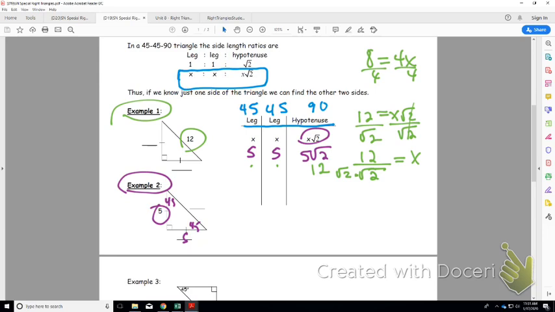If I multiply by that square root of 2 in the denominator, I have to do it in the numerator as well, so I don't change the problem. It still has the same value. Now, let's see what we have.